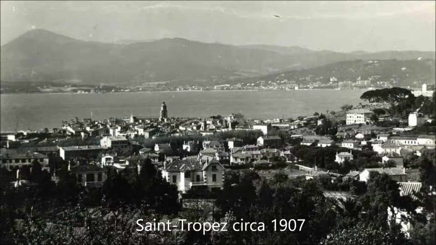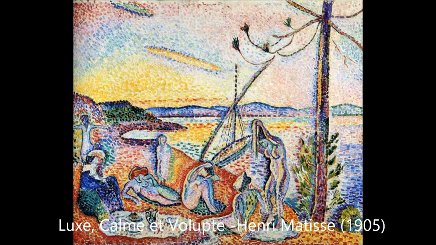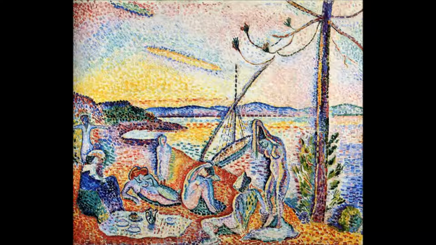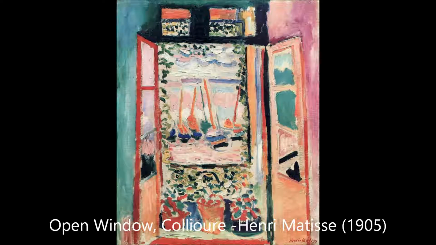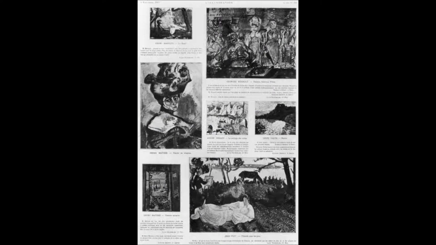In 1904, a visit to southern France in Saint-Tropez inspired him to paint bright and sunny pieces, such as Luxe, Calme et Volupté, which translates to luxury, serenity, and pleasure. Another trip to the Mediterranean village of Collioure, where he worked together with André Derain, inspired his major pieces Open Window and Woman with a Hat, which he showed in the 1905 Salon d'Automne exhibition in Paris.